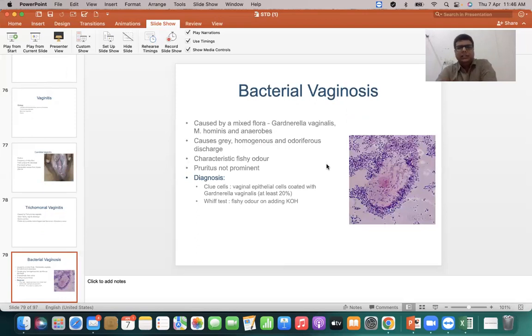Bacterial vaginosis is caused by Gardnerella vaginalis, Mycoplasma hominis, and anaerobes. It causes gray, homogeneous, and odoriferous discharge. Characteristic fishy odor. Pruritus is not prominent. Clue cells can be seen in vaginal discharge, which are vaginal epithelial cells coated with Gardnerella vaginalis. Whiff test can be done. The vaginal discharge is treated with adding 20% KOH, which causes fishy odor.